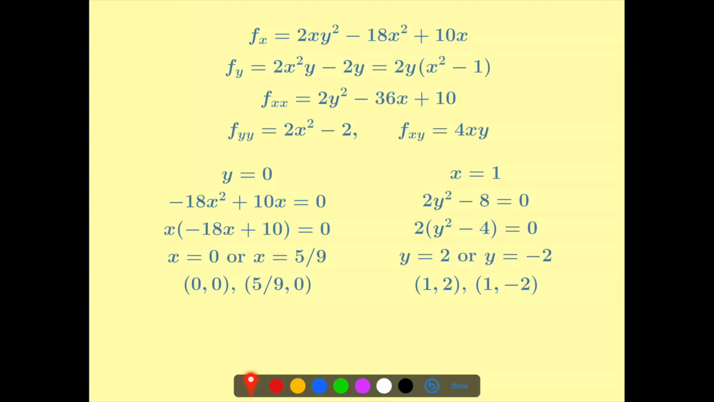Now the last thing we need to try, just to be sure that we're not missing something, is x equals minus 1. And indeed, when you plug in x equals minus 1 into f sub x, we're going to get a minus 2y squared, a minus 18, and a minus 10. So when x equals minus 1, that's minus 2y squared minus 28 equals 0. Since this is always less than or equal to minus 28, there's no way it can equal 0, so there's no solutions in this case.